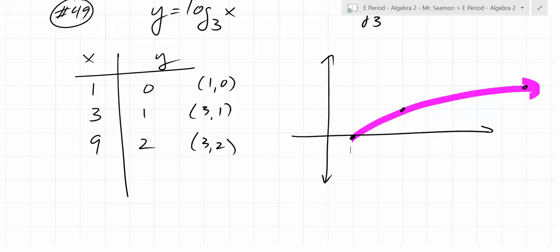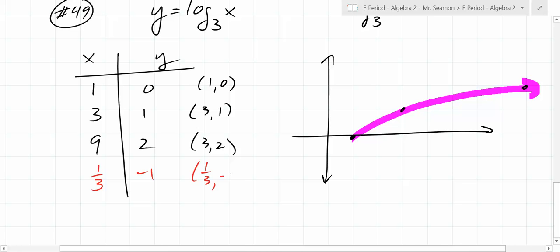Well, we can't plug in 0, but we could plug in a number between 0 and 1. Can you give me a good number to plug in between 0 and 1? 1/3 is a great one. 3 to what power is 1/3? Hold on one sec. -1. So 1/3 comma -1. So it's down here. So what does it look like going to the left? It goes down like that.